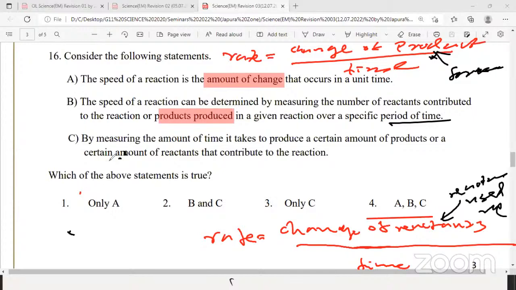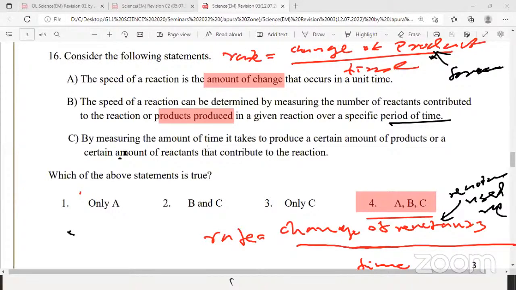Then, by measuring the amount of time taken to produce a certain amount, so all three are correct. That is how you define the rate. So question number 16 answers, for those who have done this before me. Very good. Sometimes in the exam, if they ask what is known as rate, or briefly explain the rate of a reaction, or define the rate, then you can write the amount of change that occurs in a unit time, or the amount of products formed over time taken, or the amount of reactants utilized over time taken.